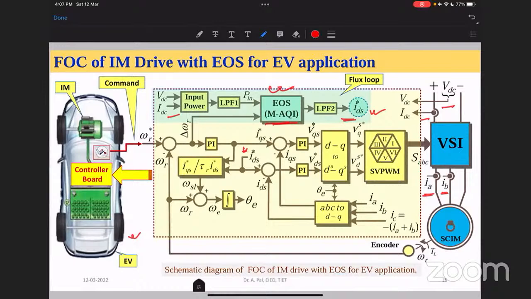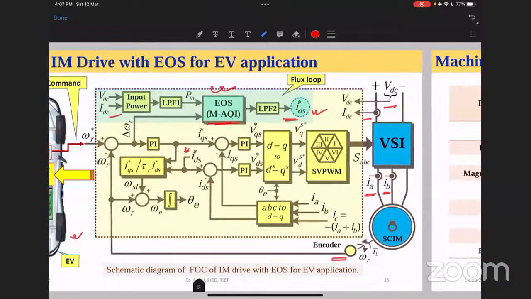Here one speed controller, with speed feedback, is also used. This is the speed encoder, thereby forming the closed loop of the control system. So this is the basic control strategy. I will not discuss all this part in depth, otherwise the discussion will be very fast. This scheme I have developed in MATLAB Simulink, and later I have implemented it on a hardware platform.